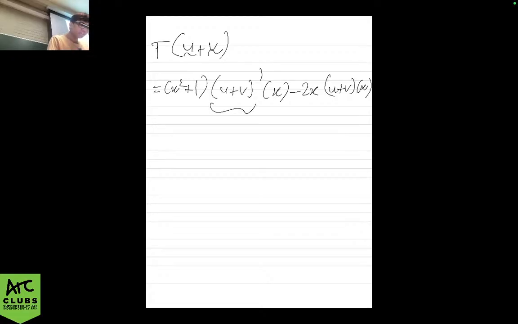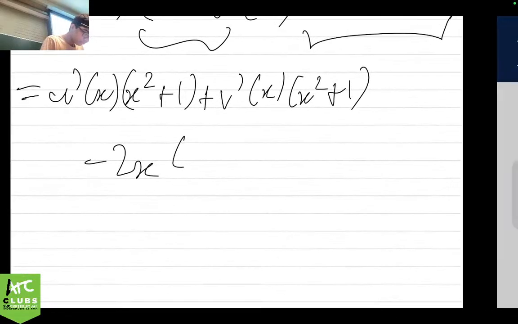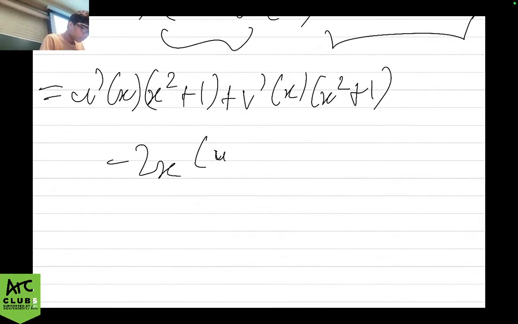This differentiation, I know that the differentiation of the sum of two things, I can just derive each one individually. So this is u dash x of x squared plus 1 plus v dash x of x squared plus 1. And then the same thing on this other side, minus 2x. There we go, that actually helps. 2x of u of x minus 2x of v of x.